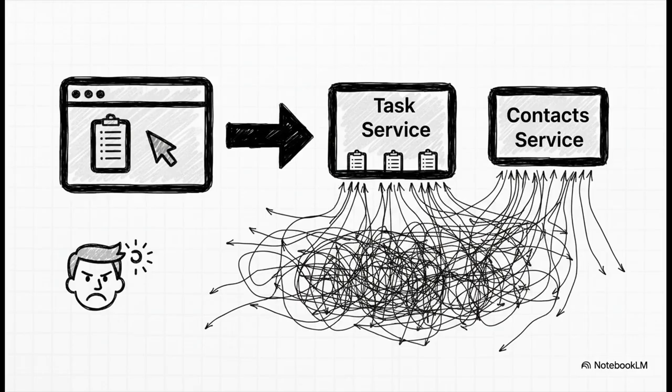Imagine your UI needs to show, say, 20 tasks from the task service. For every single one of those tasks, it then has to turn around and make a separate call to the contact service just to get a name. Think about that. That's one call to get the list, plus 20 more calls to get the details. You end up with this tangled web of requests. It's inefficient, it's painfully slow, and it leads to a user experience that, frankly, stinks.